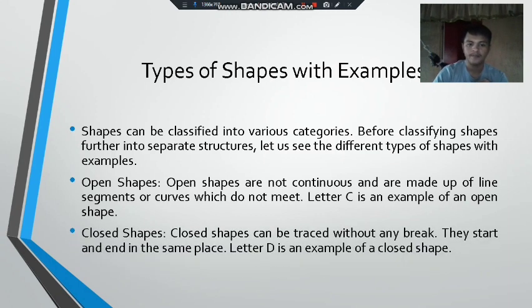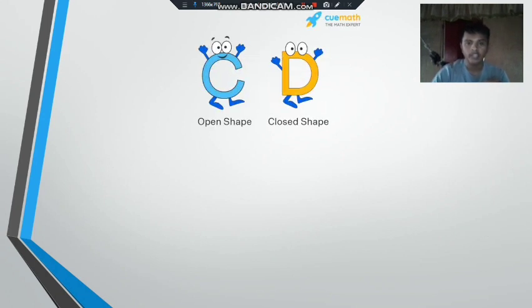Closed shape. A closed shape can be traced without any break. They can start and end in the same place. Letter D is an example of a closed shape. This is the picture of an open shape and a closed shape.